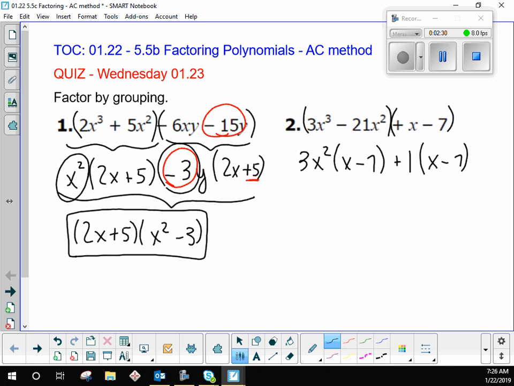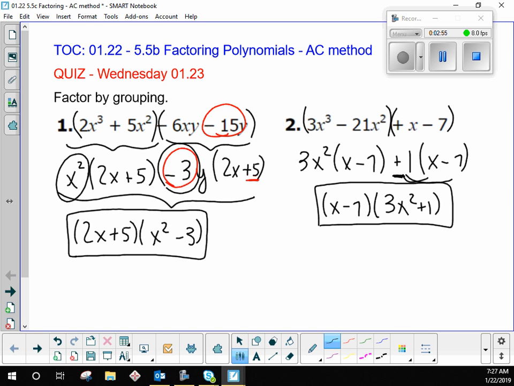And if you're unsure of the sign, like if you thought, does this need to be positive or negative, just write something down and then check yourself. If I check the plus 1, I have plus x minus 7, which is where I want it to be. And so now they have an x minus 7 in common, and their leftover factors are 3x squared plus 1.